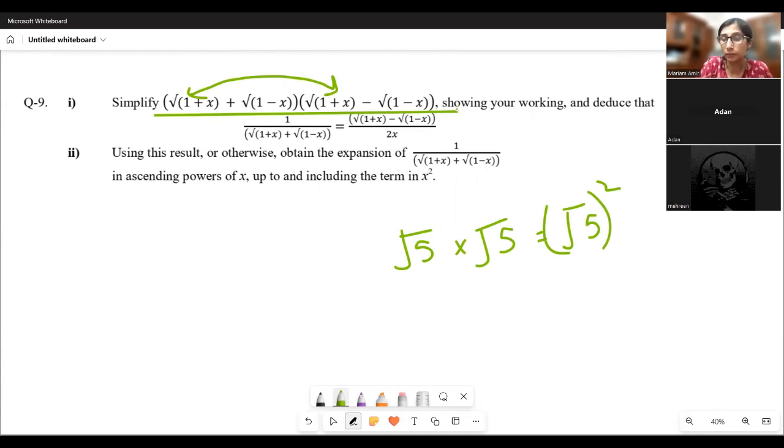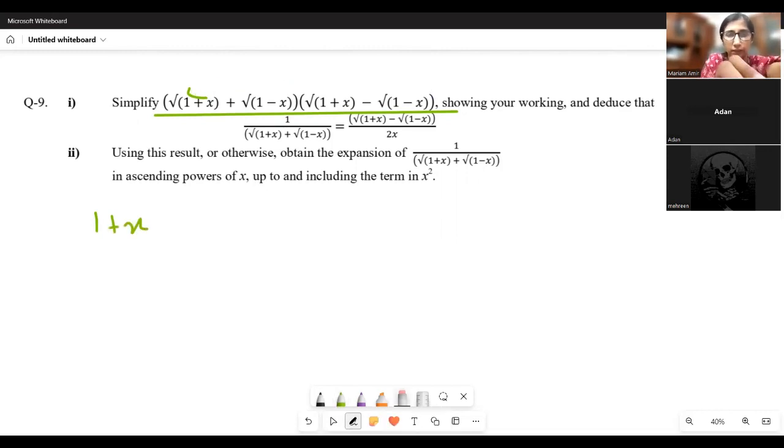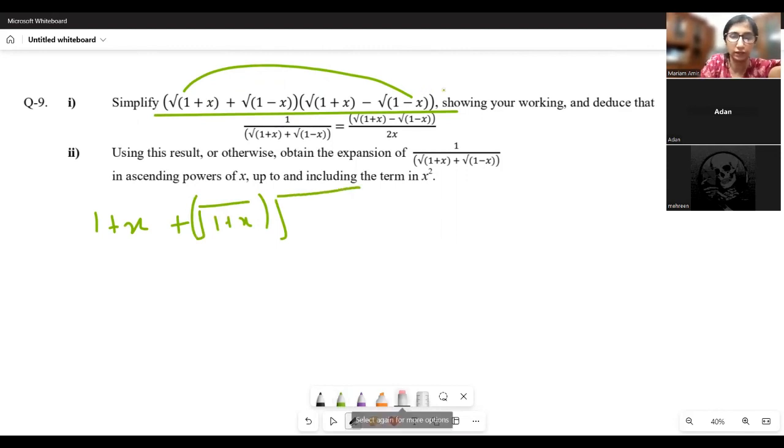So the square root of 1 plus x times the square root of 1 plus x is actually just 1 plus x, because when you multiply the square root of the same term, it gets squared, and then the square and square root cancel out. So we have 1 plus x. Then we're going to multiply this with this now. So I have plus the square root of 1 plus x times, oh sorry, it will actually have a negative sign because the second term is negative. So times the square root of 1 minus x.